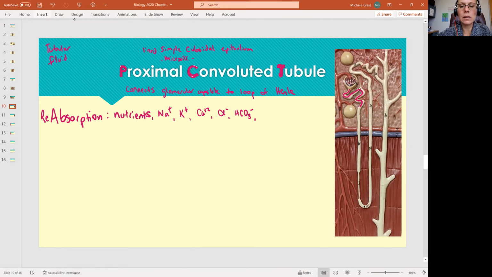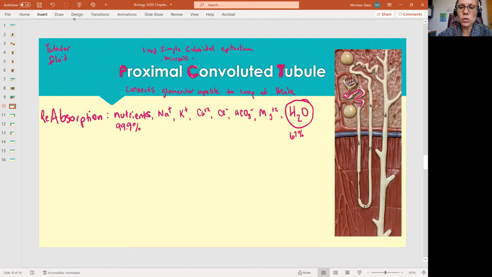We have water being absorbed here. Actually, let me put that at the end. So magnesium ion, and then let's do our big water, and let's circle that. So we'll see quite a lot of water being absorbed here, something like 67% of the water that was initially filtered out is going to be reabsorbed at the proximal convoluted tubule. When we talk about nutrients being reabsorbed, we should think like 99.9% of nutrients are going to be reabsorbed. So this is really a super important function of this particular space.